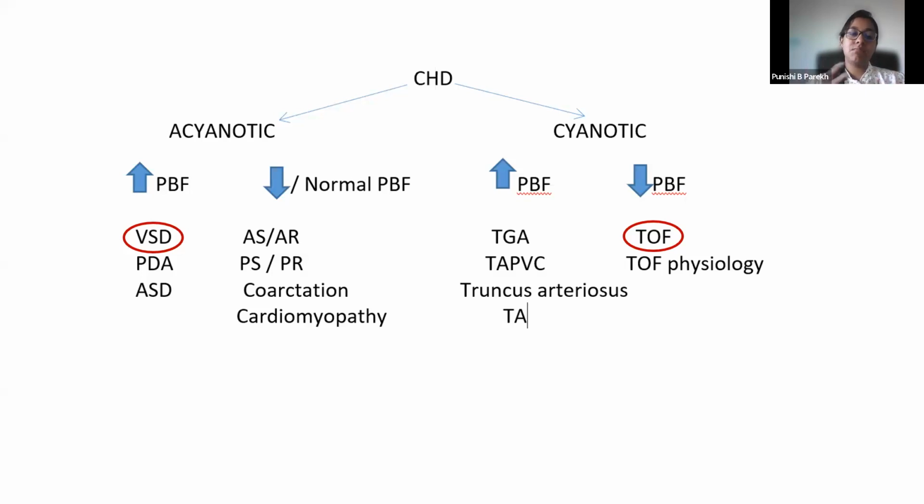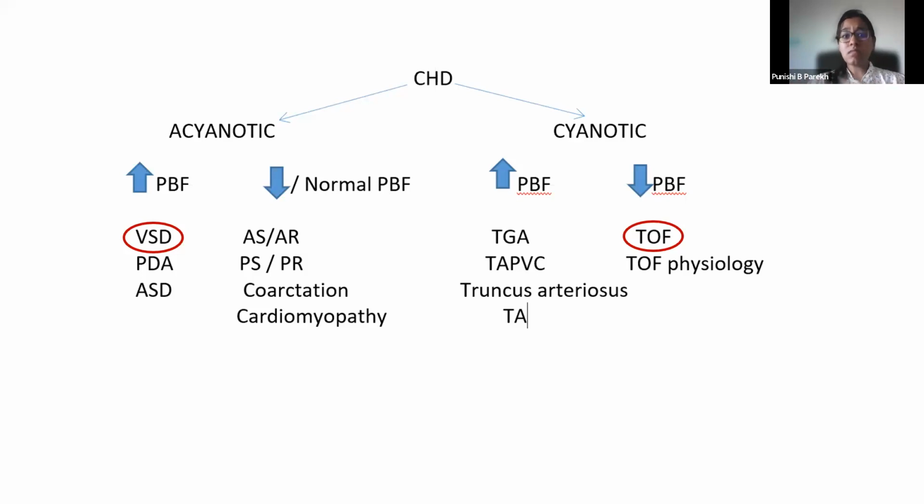Okay, so let's look at what falls under each category, and then we'll see in detail what exactly is the meaning of this pulmonary blood flow. So PBF here refers to pulmonary blood flow. When we're talking about acyanotic CHDs, you have 3 under the category of increased pulmonary blood flow, and those are your shunt lesions. So that's your VSD, PDA, and ASD.